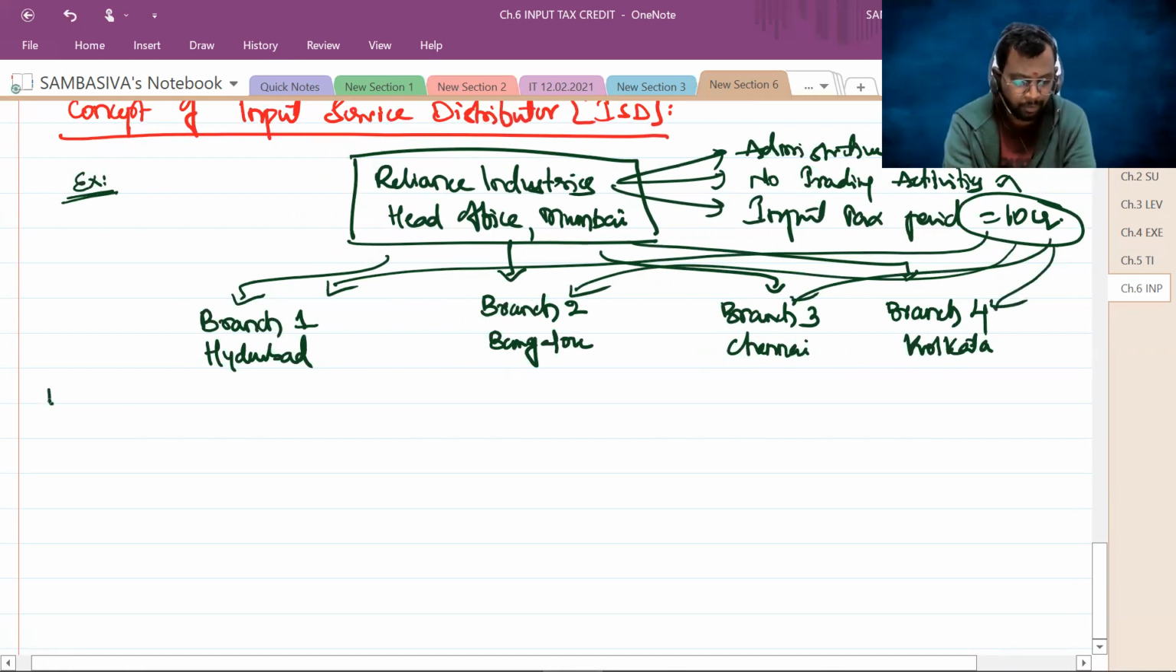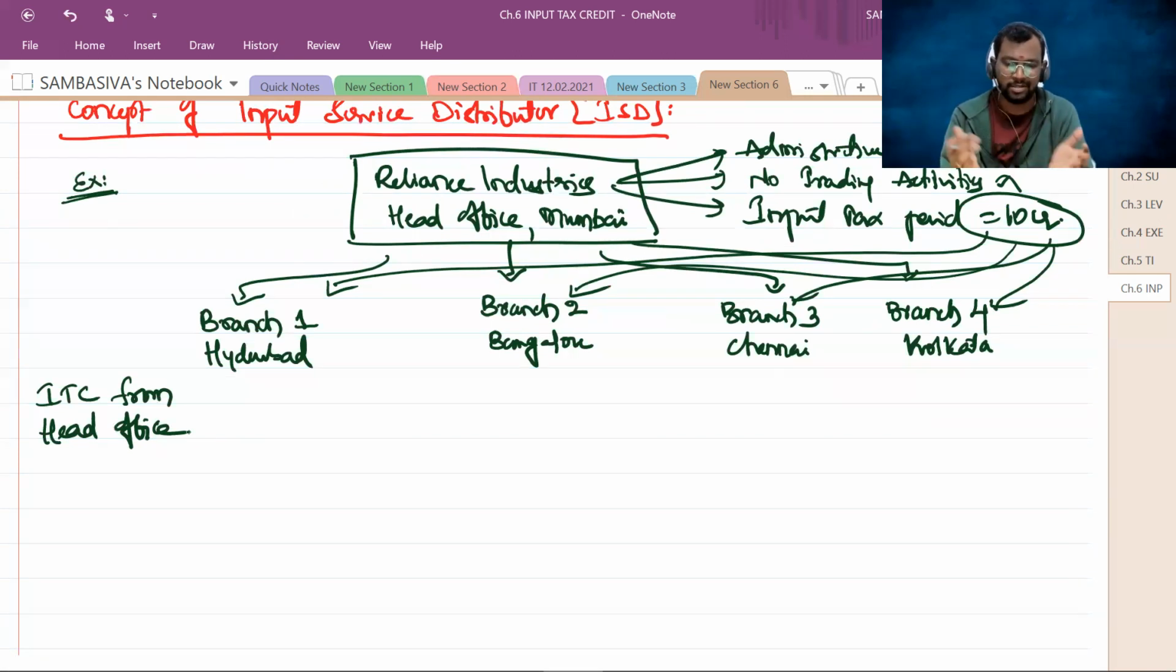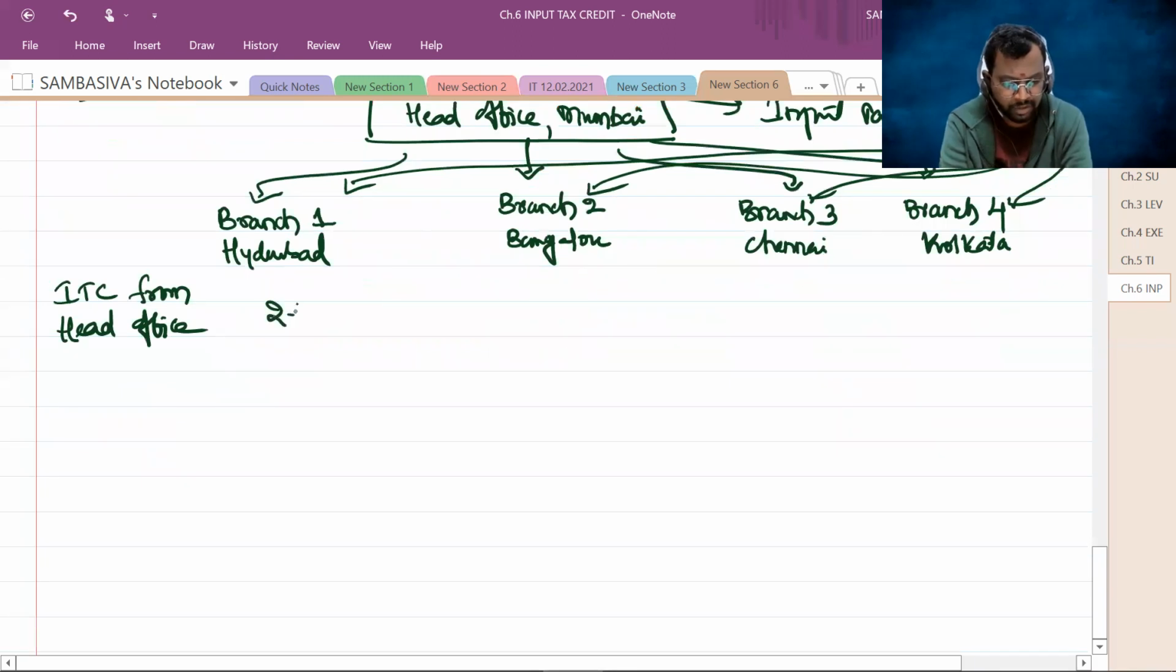So input tax credit from head office. This distribution may be equal or may depend upon the requirement of the branches. It can be distributed in any manner, right, sir? Like, let us assume 2.5 crores equal distribution, 2.5 crore for each branch.